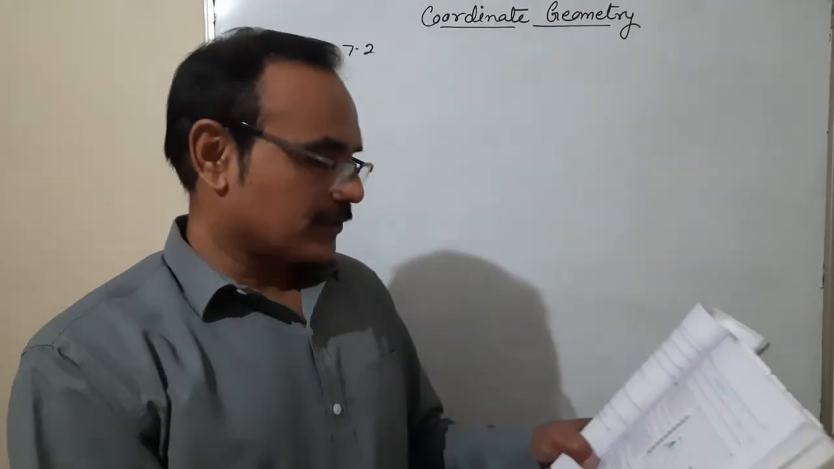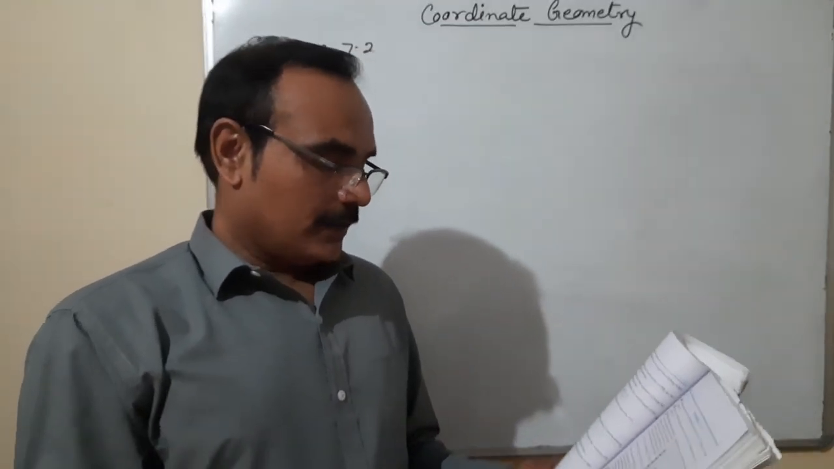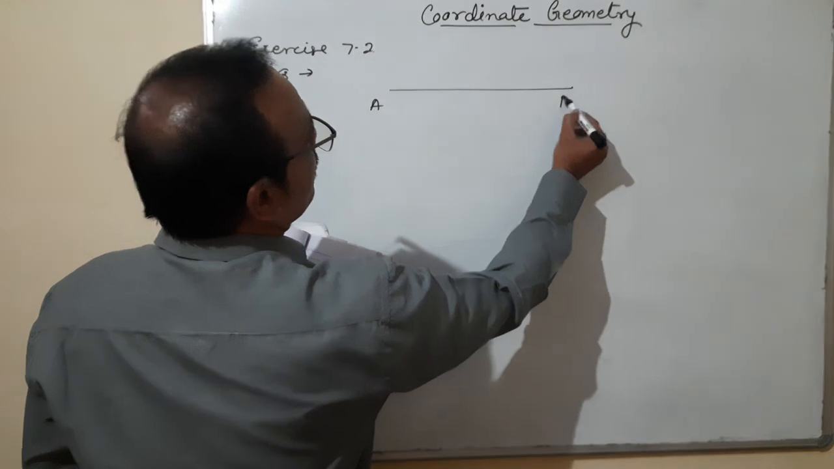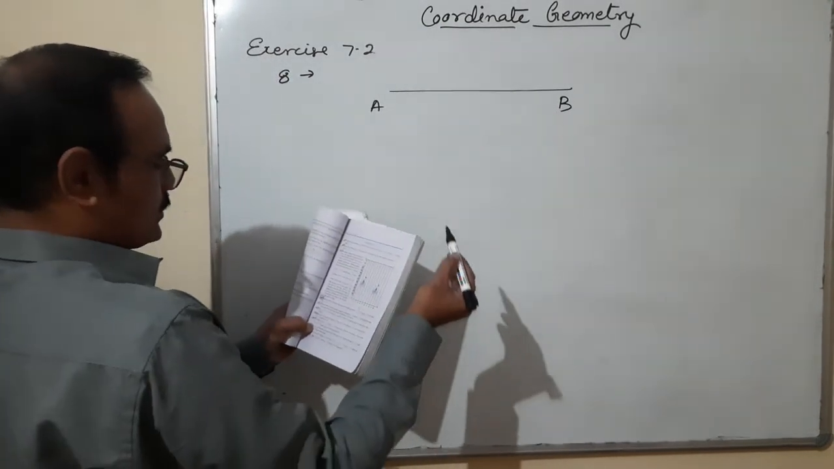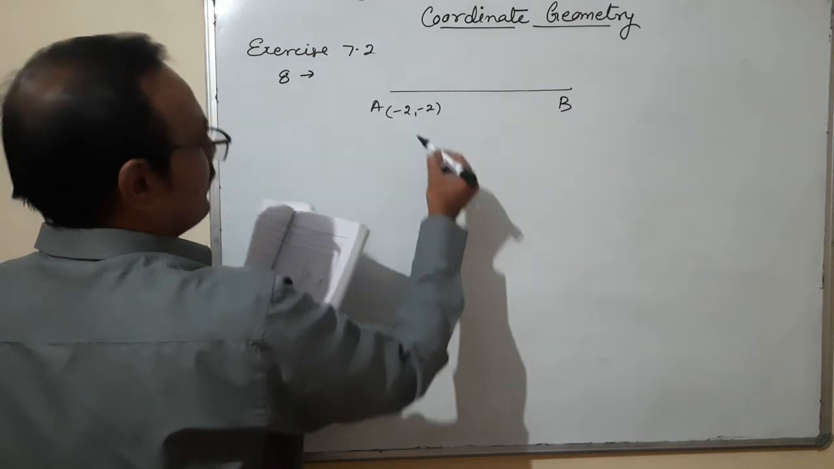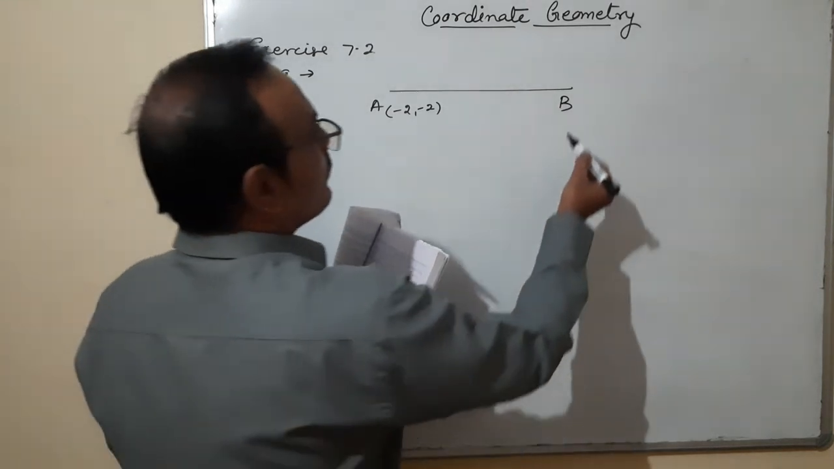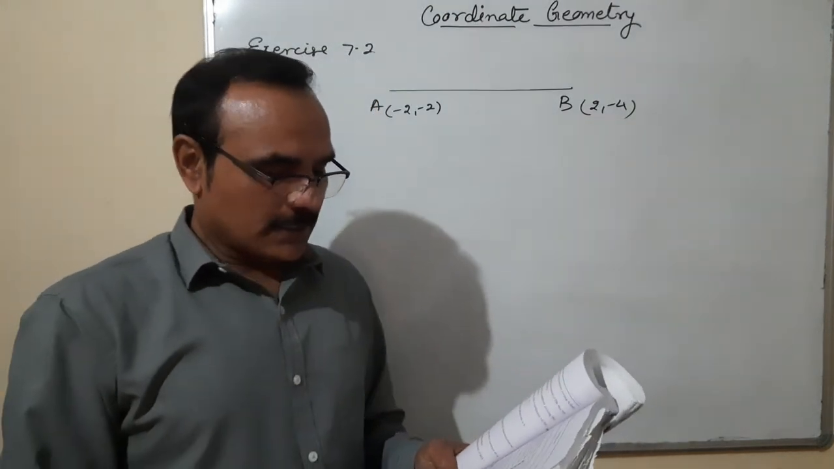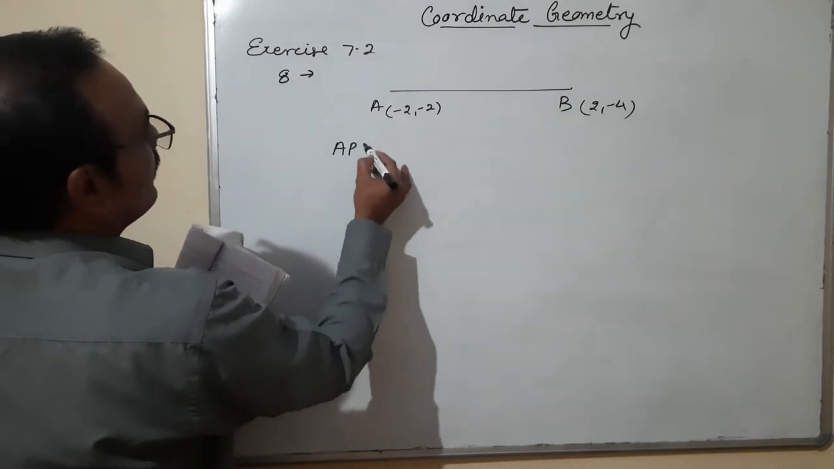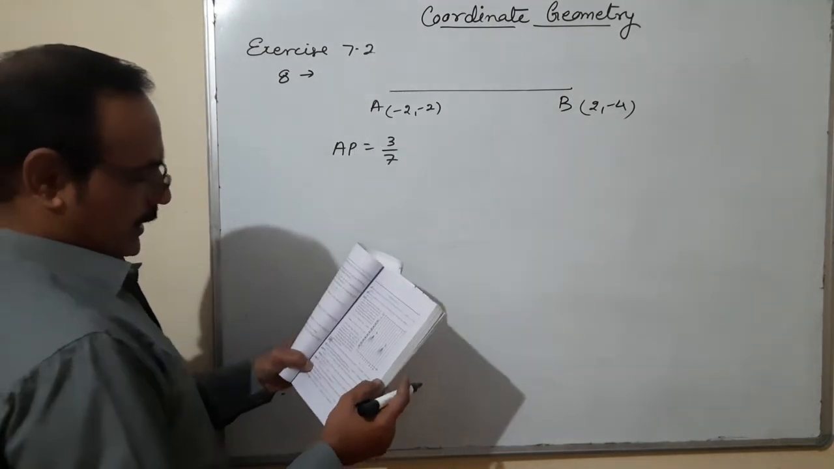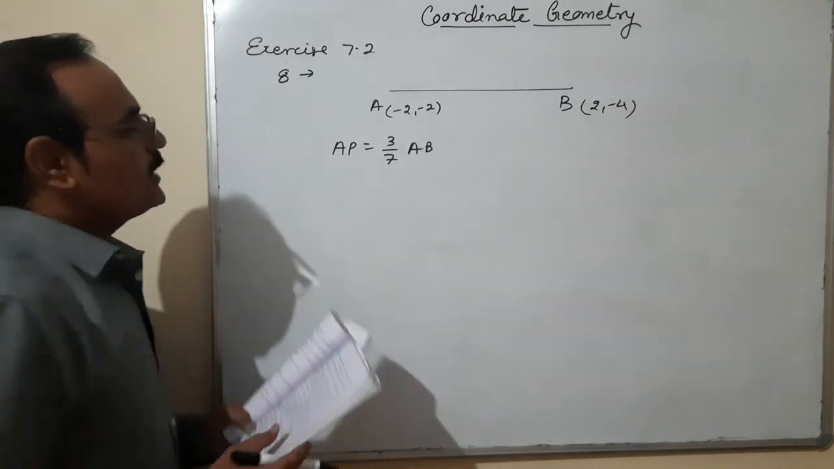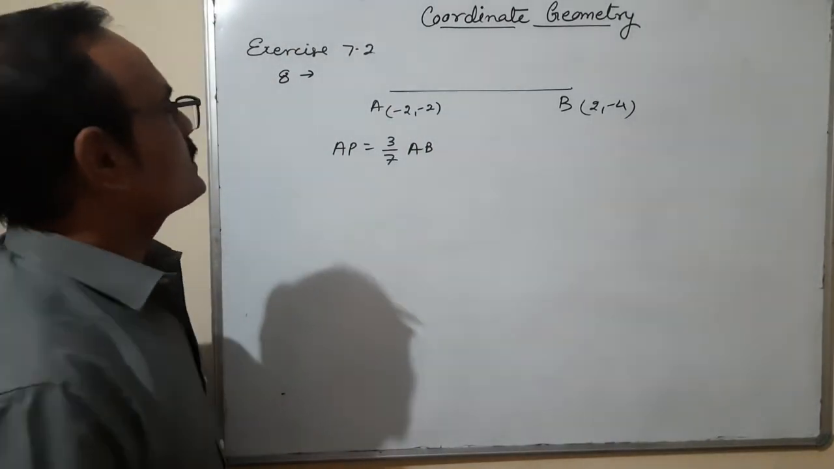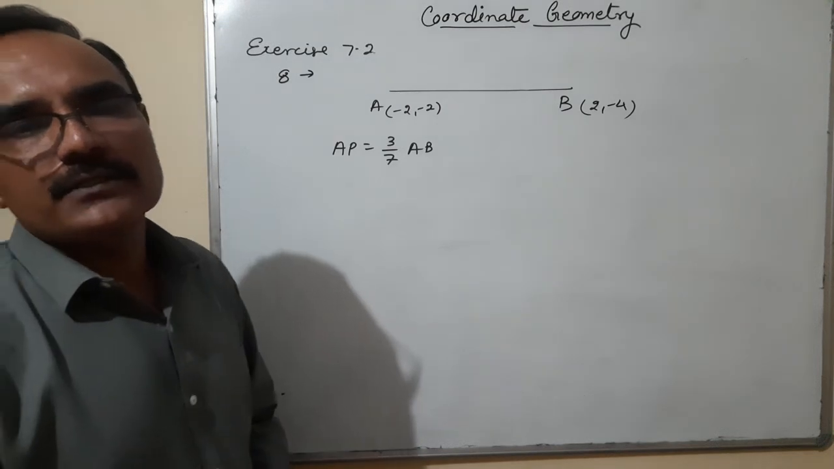What does the question say? The 8th question is: if the coordinates of A and B are given as A (-2, -2) and B (2, -4) respectively, find the coordinates of P such that AP is equal to 3 upon 7 AB. Here's the condition: find the coordinates of P such that AP is equal to 3 upon 7 AB.